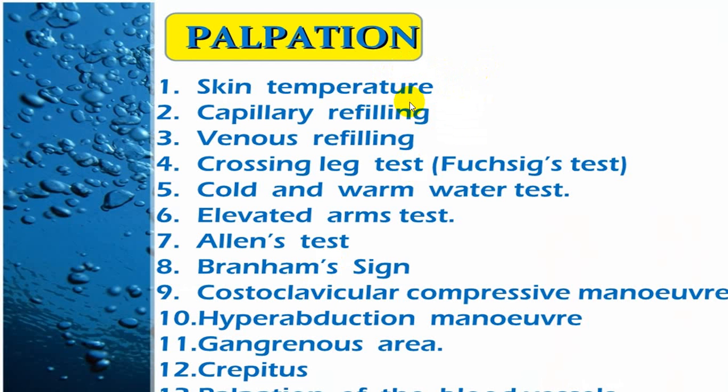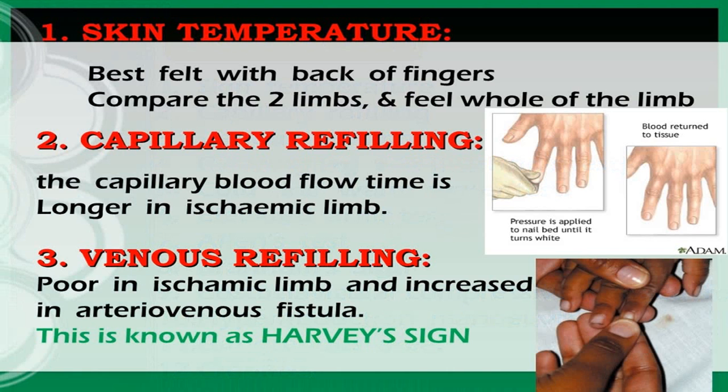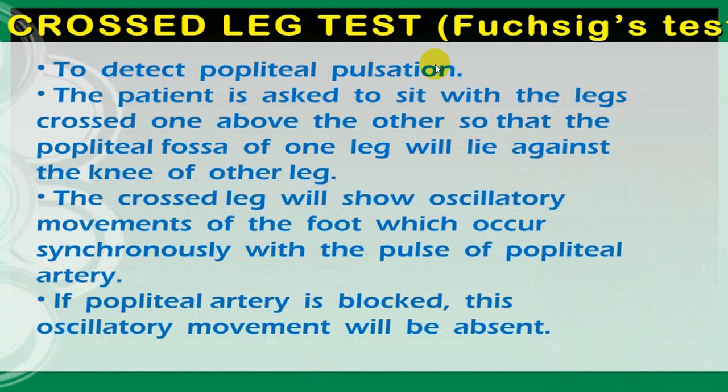In palpation you can look for skin temperature, capillary refilling time, venous refilling time, cross leg test, cold or warm water test, elevated arm test, Allen test, Branham sign, costoclavicular compression maneuvers, hyperabduction maneuver, gangrene area, crepitus, you can palpate blood vessels, etc. Venous refilling time is also called Harvey's sign. In poor limb ischemia, there will be increased arteriovenous fistula and venous refilling will be affected. Cross leg test you can try, and this is to detect the popliteal pulsation, and that is also called a Fuchs test.